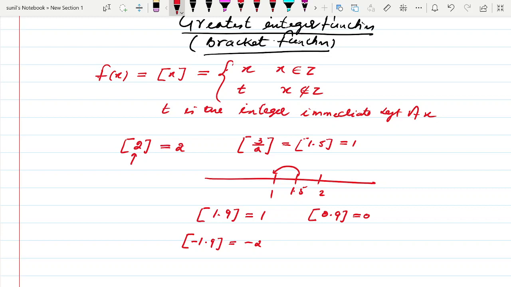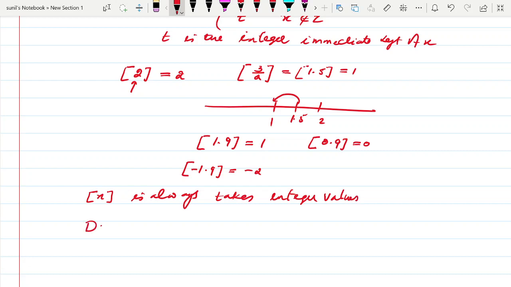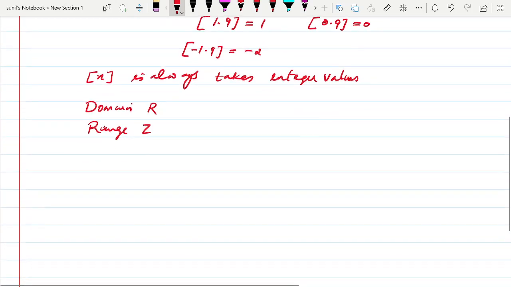So can we say that greatest integer of x always takes an integer value? Yes, you can say that. Now what is the domain of this? R. And what is the range? Z.